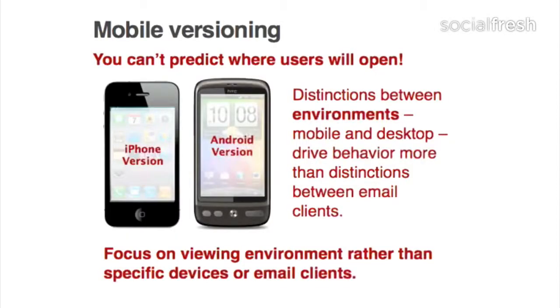So rather than, say, using data that says 50% of your subscribers open on an iPhone from time to time, and segmenting that out and saying, all right, I'm going to send an iPhone optimized email to these folks, or send them an email promoting an iPhone app instead, right? Because you can't predict where people are going to open. Furthermore, distinctions between environments, between mobile and desktop, are more important than what you're going to see happening on specific devices. So rather than focusing on devices themselves, focus on the environment. Again, touchscreens: I need bigger buttons, bigger text. Devices don't really matter so much.